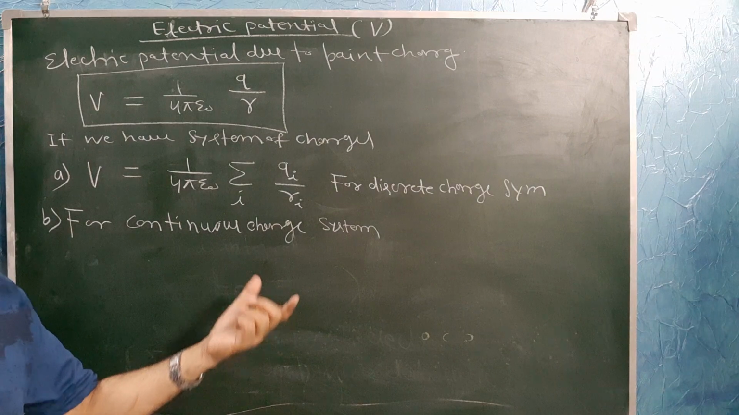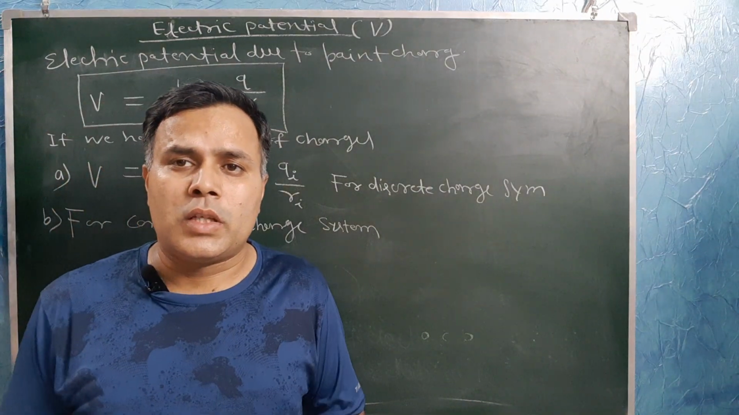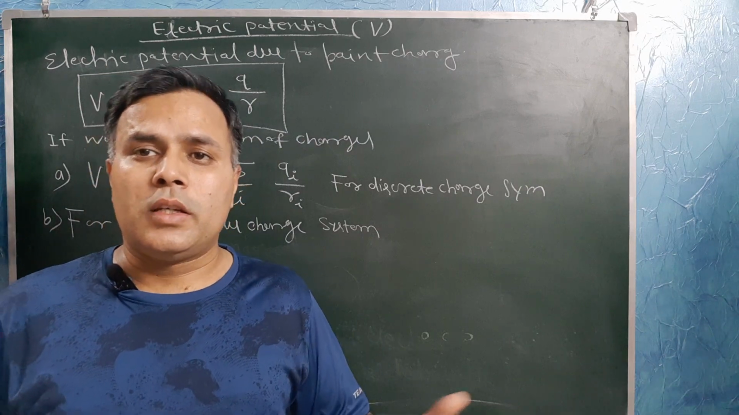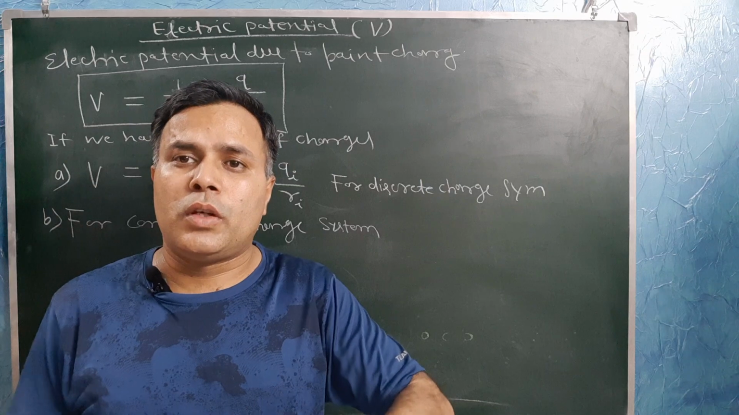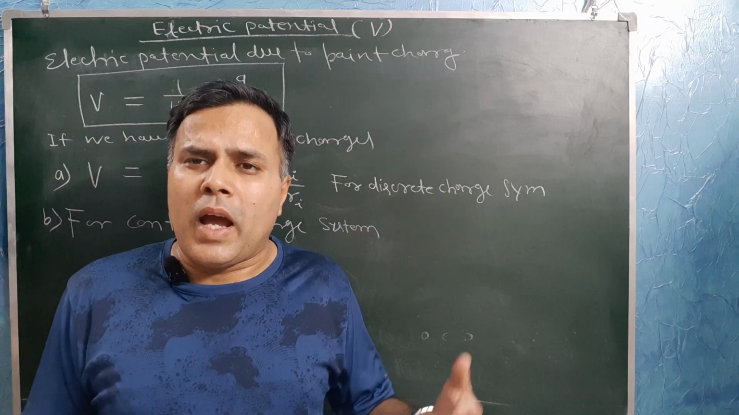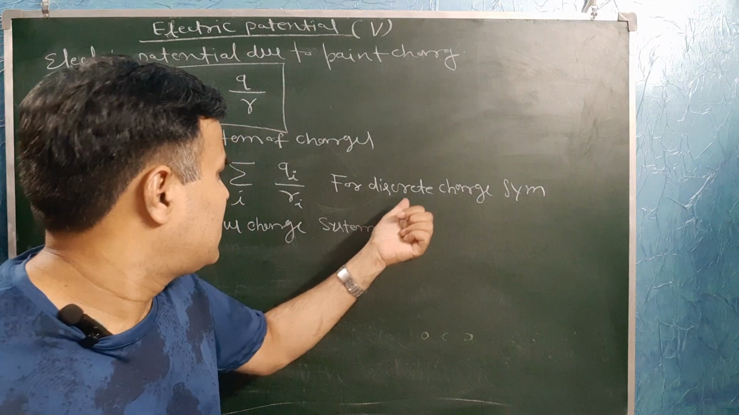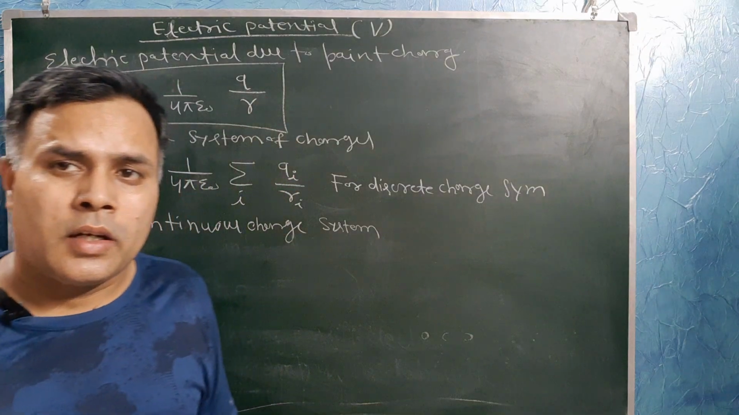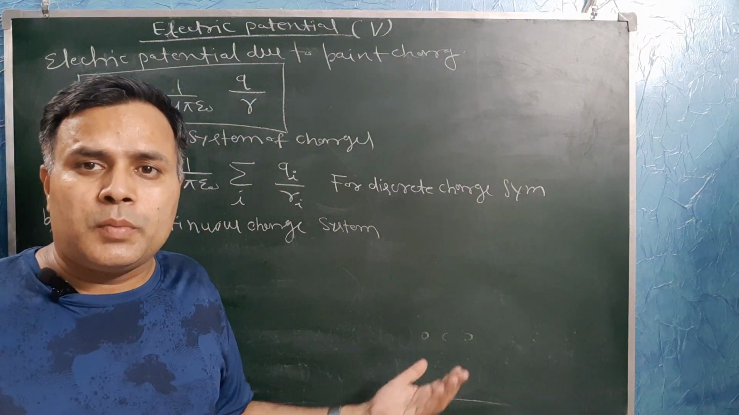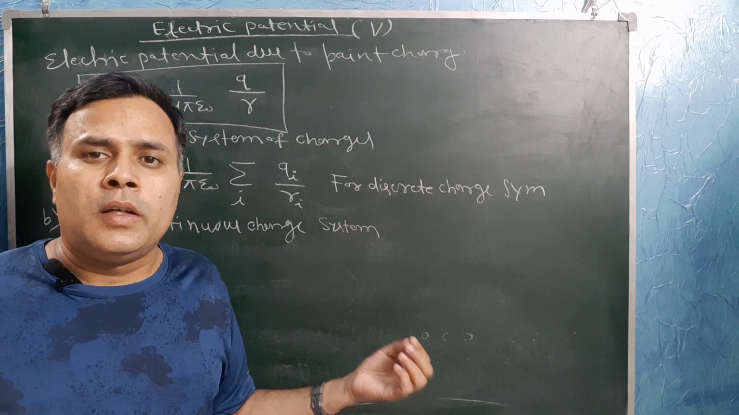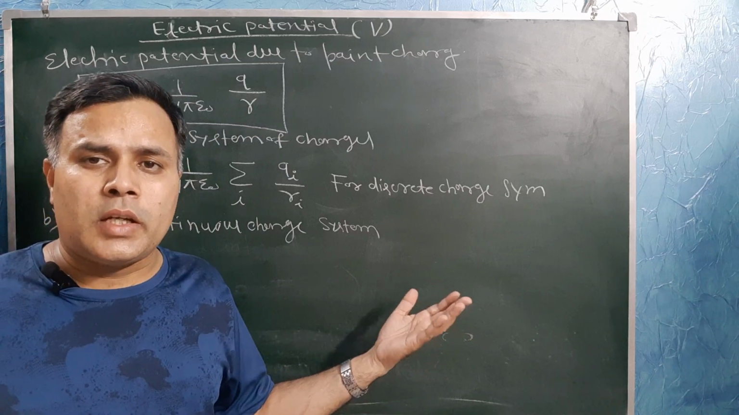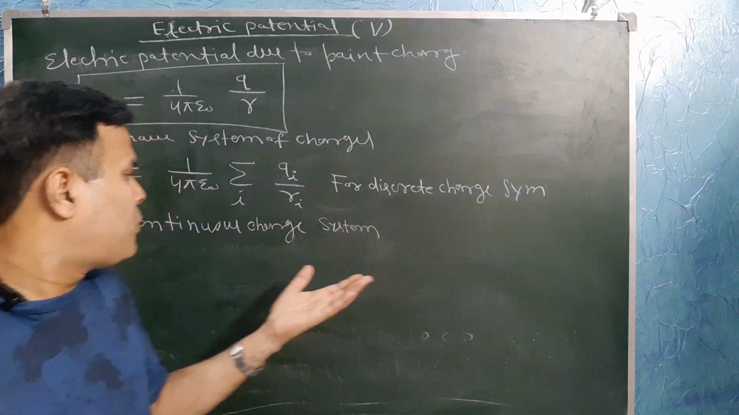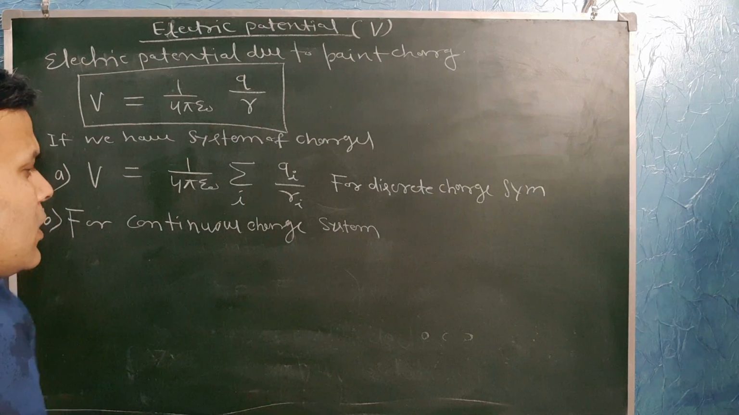So for a continuous charge system, which means the charge is distributed along a wire, that is in 1D, or along a surface, or throughout a volume, I have already discussed these concepts in the electric field lecture, in which we derived the expressions of force and field corresponding to discrete and continuous charge. Similarly, we have a potential profile for a continuous charge system.